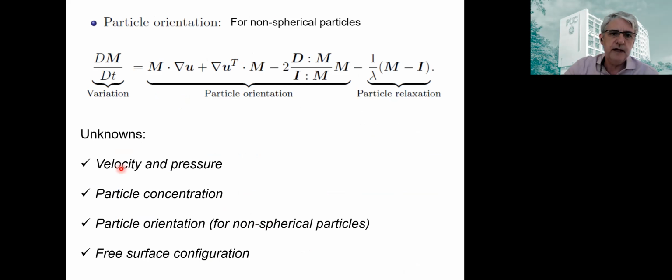Again, we have a convective term and a particle orientation term. The particle will tend to align with the extension direction of the flow, as I showed you at the beginning of the talk. And there's a particle relaxation. If the flow stops, the particle will go to a random orientation, and it takes some time to get to this random distribution of orientation. This is characterized by a characteristic relaxation time lambda. So at the end, the unknowns of the problem are the velocity and pressure fields, the particle concentration, the particle orientation if we are solving for non-spherical particles, and the free surface configuration in the case of free surface flows. That's going to be one of the examples that we're going to look at here.